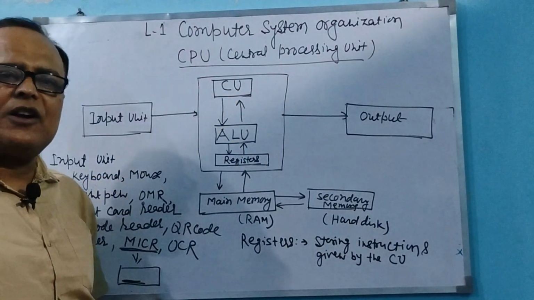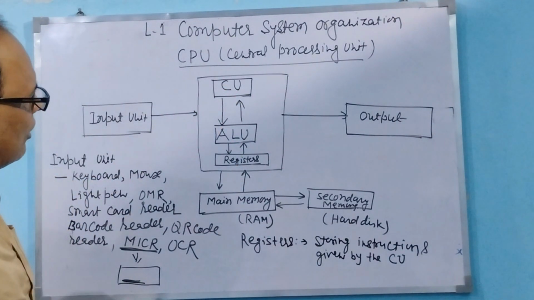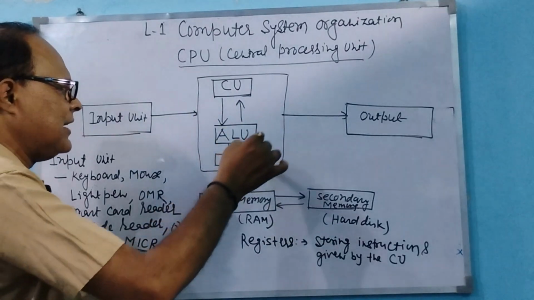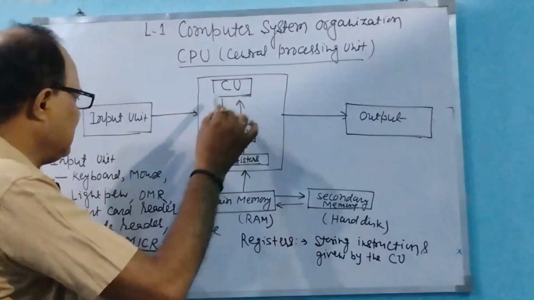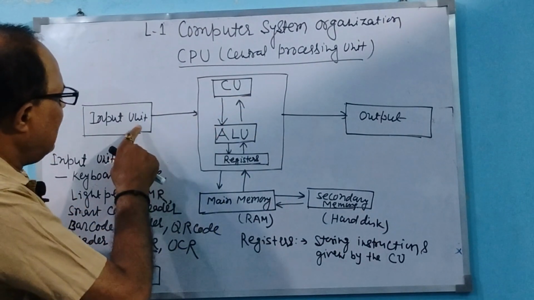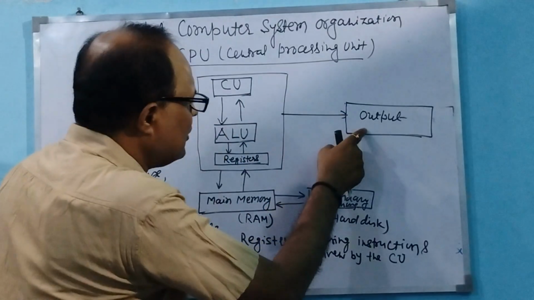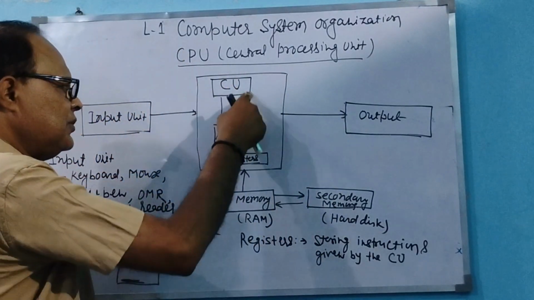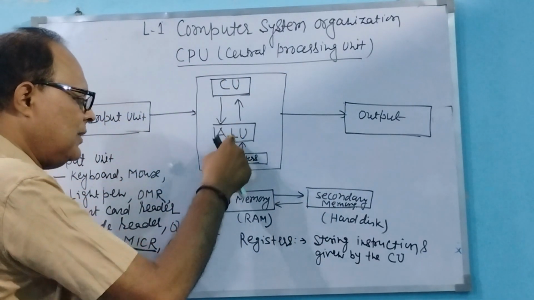Without any delay I am going to explain about CU. CU stands for control unit. It controls all the activities inside the CPU. It coordinates the input unit and output unit. CU also coordinates the ALU and registers.